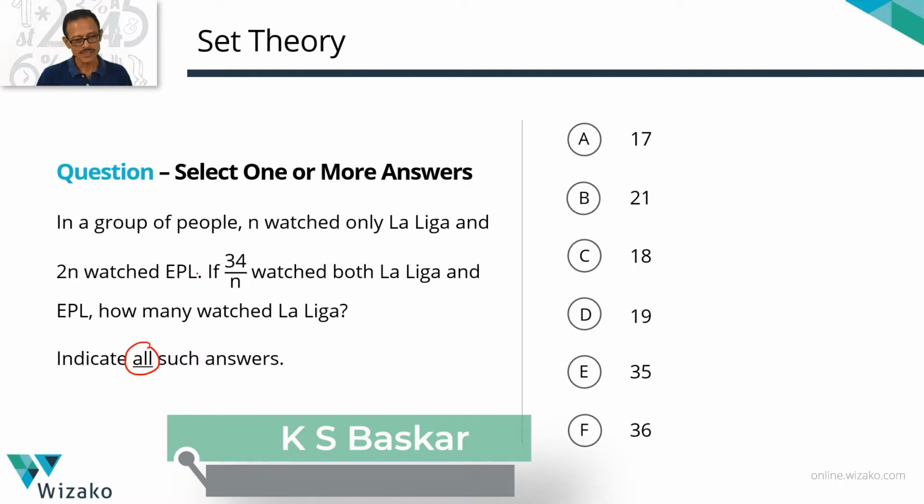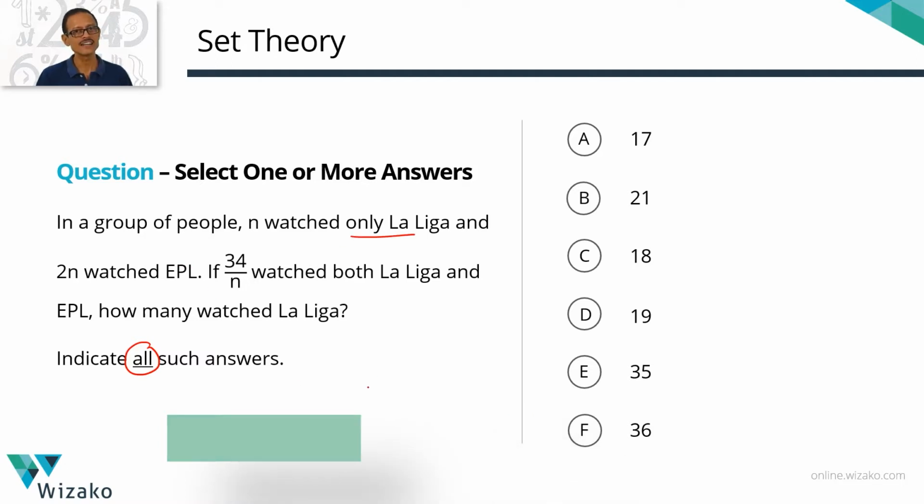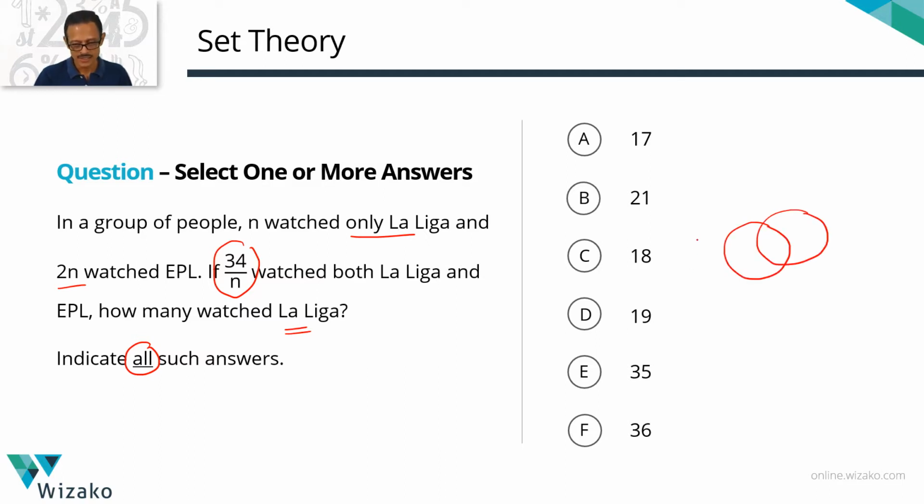In a group of people, N watched only La Liga and 2N watched EPL. If 34 upon N watched both La Liga and EPL, how many watched La Liga? So it's essentially a two-set union intersection kind of a question. Quickly draw the Venn diagram to map whatever is given to us and what we need to find out. Set of people who watched La Liga, set of people who watched EPL, set of people who watched both.